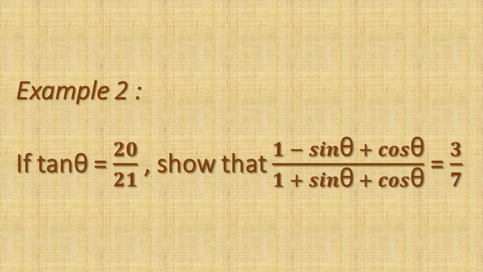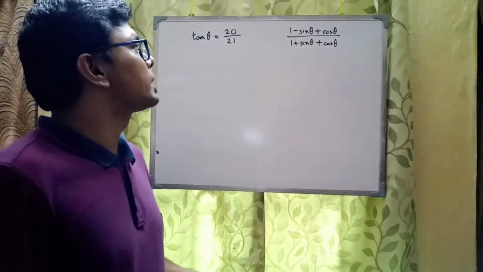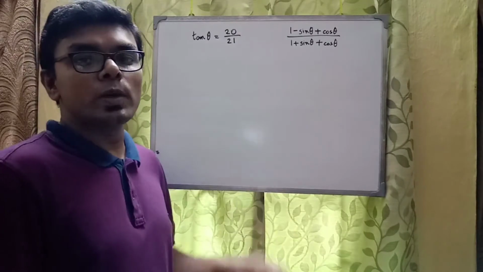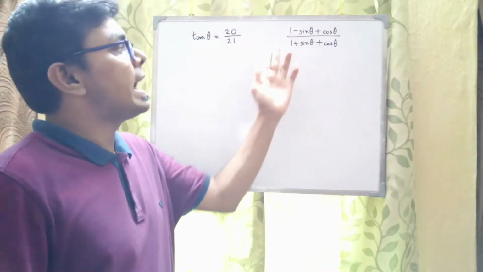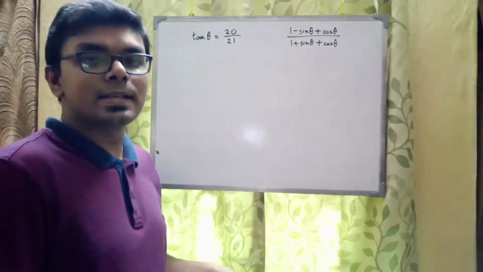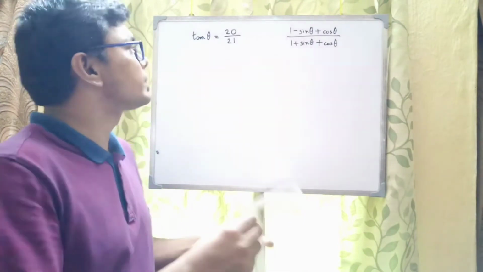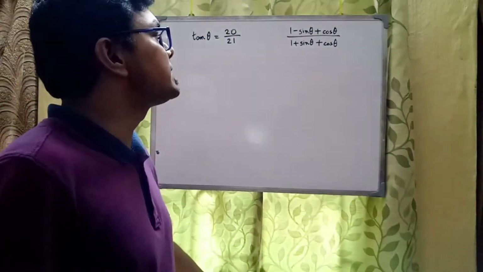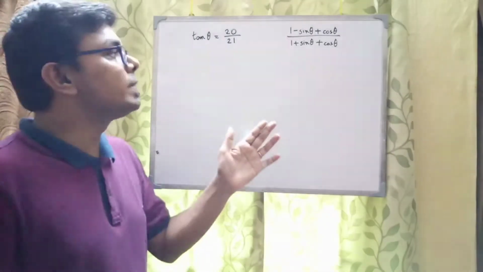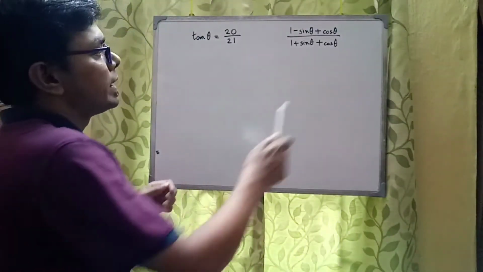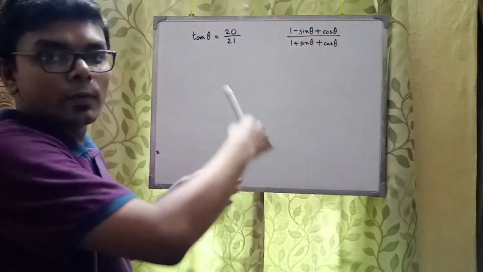The sum is, if tan theta equals 20 by 21, show that 1 minus sin theta plus cos theta by 1 plus sin theta plus cos theta equals 3 by 7. Now in this sum, it is given that tan theta equals 20 by 21, that I have written first, and this quantity equals 3 by 7, that we have to prove. Now let's start with this. See, again the same thing, how will we think about it? Now this is the quantity with which we have to work.